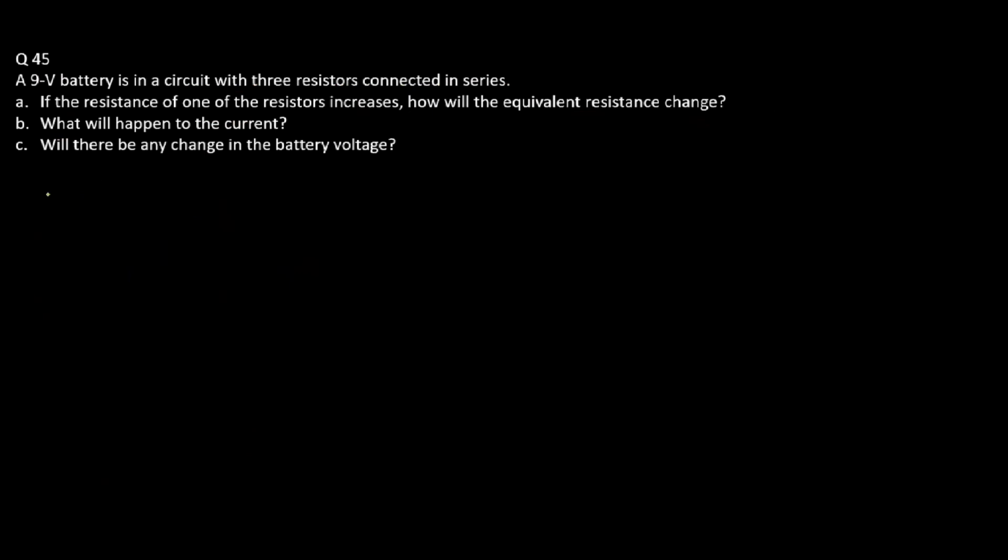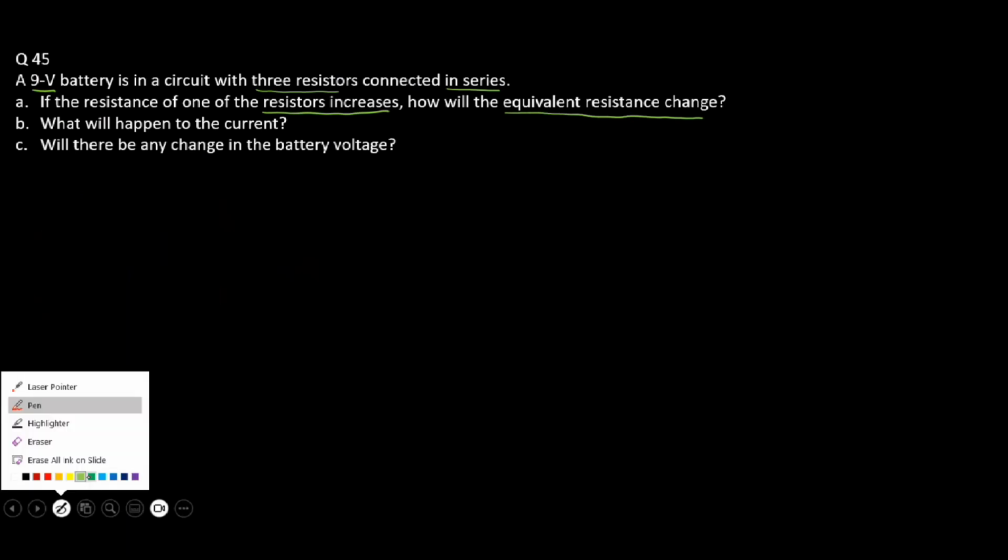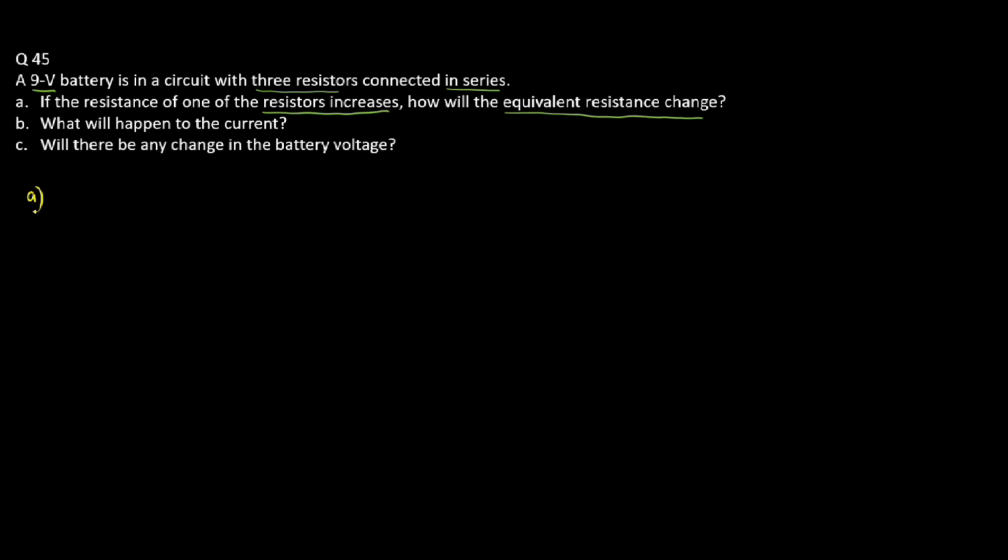Question 45. A 9-volt battery is in a circuit with 3 resistors connected in series. Part A of the question is asking you, if the resistance of one of the resistors increases, how will the equivalent resistance change? Now, in a series circuit, equivalent resistance is given by the sum of the individual resistances.